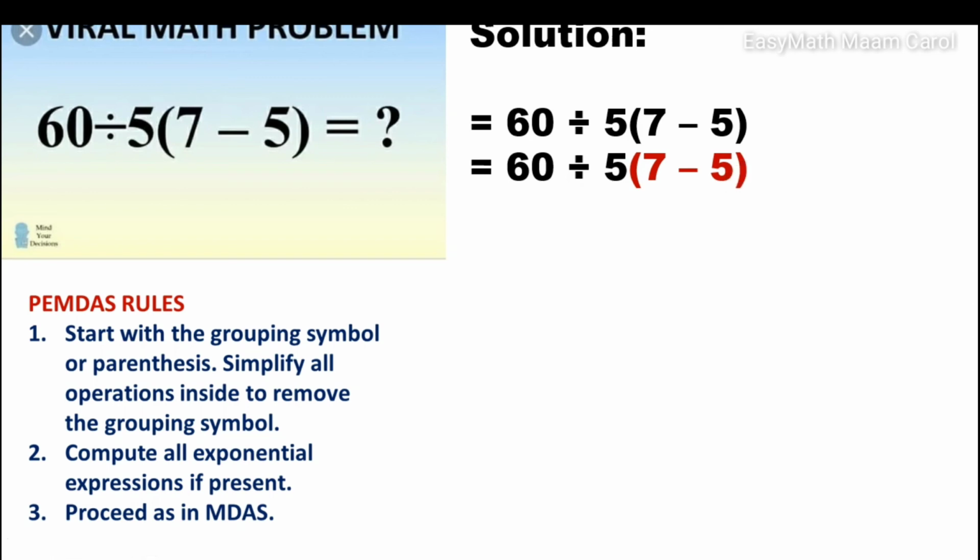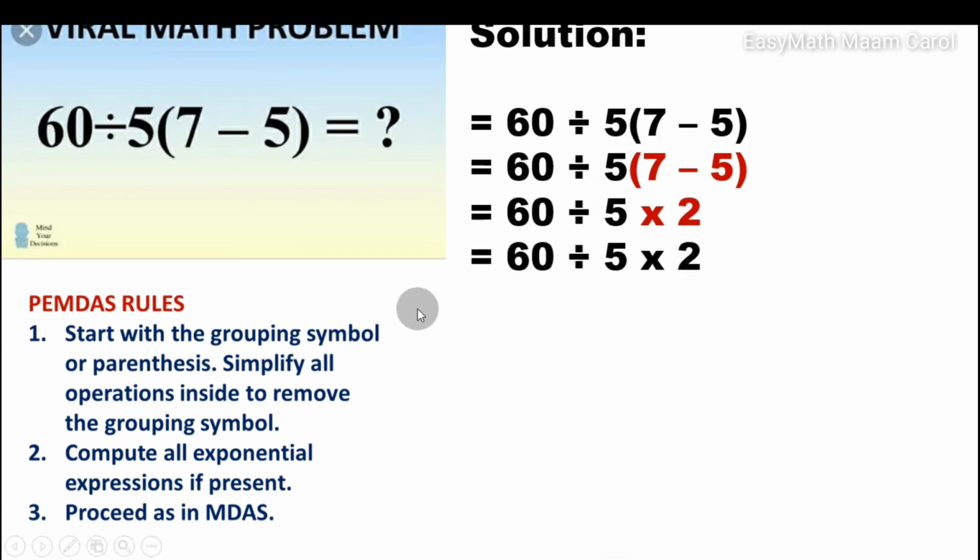Okay, so we do the subtraction first. And at the same time on this line, we solved it and removed the parentheses, indicating there is an implied multiplication in between 5 and 7 minus 5. So we have 5 times 2. And working from left to right, as in MDAS, we can't do the second priority, since there is no addition and subtraction there, right? So, let's work from left to right.